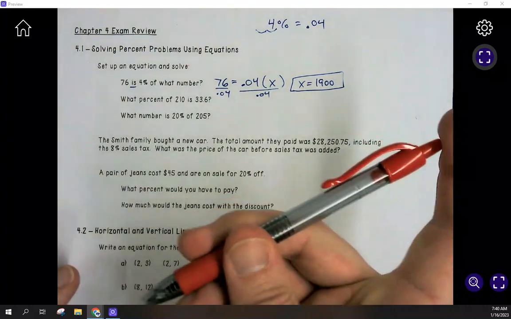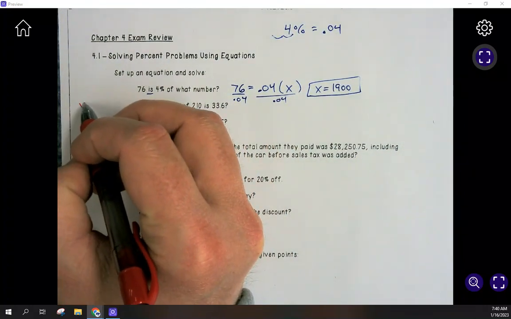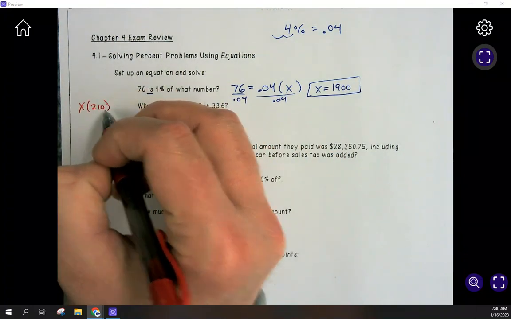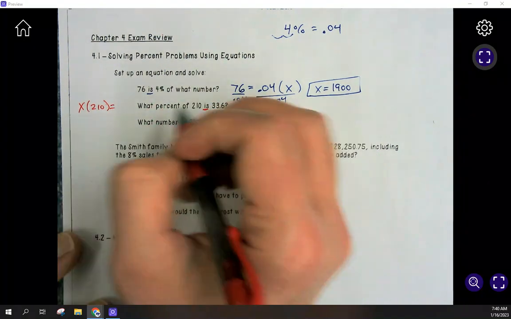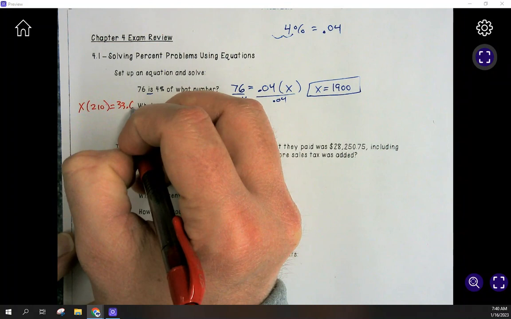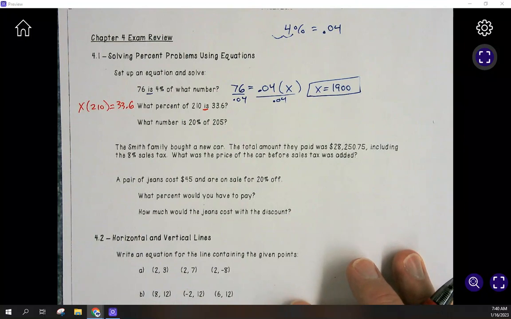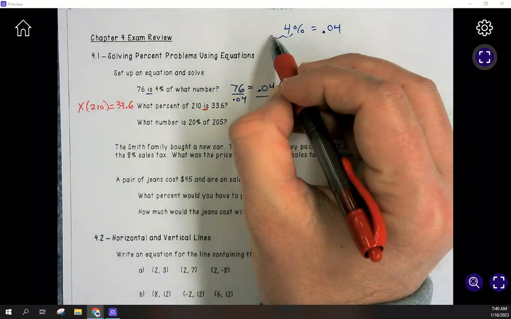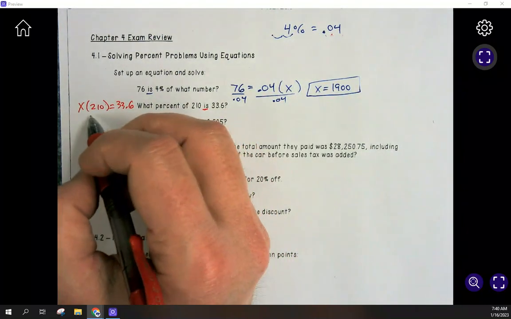It says what percent? I'm going to slide over here to the other side. What percent, that's x, of is times, is your equals 33.6. Okay, so we're looking for the percent. This is going to give us a decimal after we divide here. And then because it's the percent spot, it's going to give us this decimal, and then we're going to move it 2 spots back to get the actual percent.